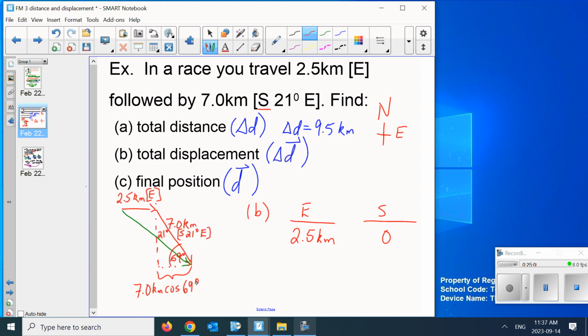I can't do that in my head, but you've got to make sure that your calculator is in degree mode. Are you guys going to take Pre-Calc 30? You're going to be doing radian mode sometime, maybe not yet. Eventually. You know how there's modes? I'm just making sure my calculator is in degree mode. It is now. So 7 times cosine 69 degrees.